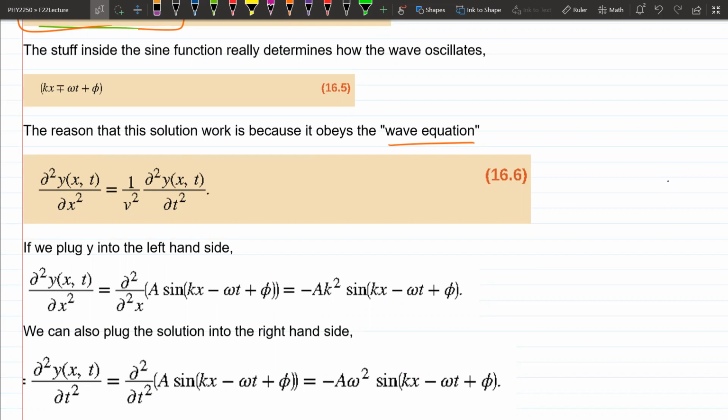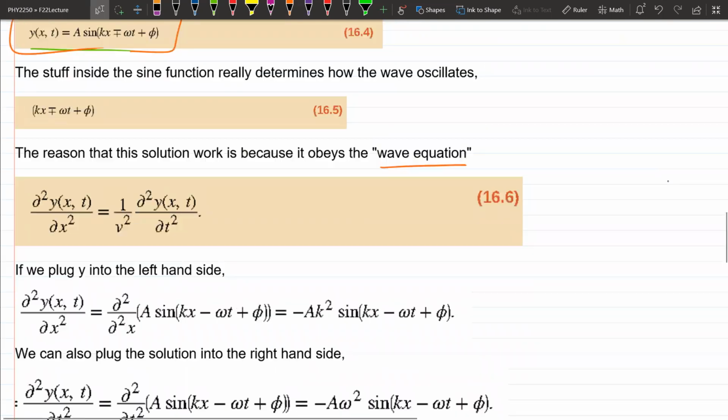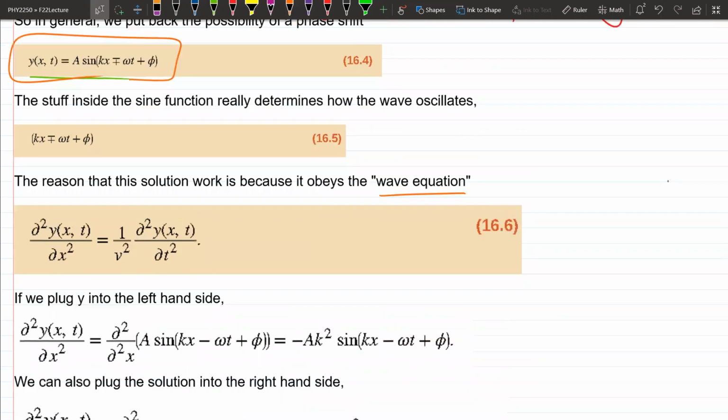So the wave equation on the left-hand side is taking the spatial derivative. It's taking the derivative with respect to x. So if you go up here, this is a function of x and t, so you can take a derivative with respect to x, or you can take a derivative with respect to t. Either one works. So what happens is that the left-hand side is the second derivative with respect to x. The right-hand side, just ignore the little 1 over v part for now.